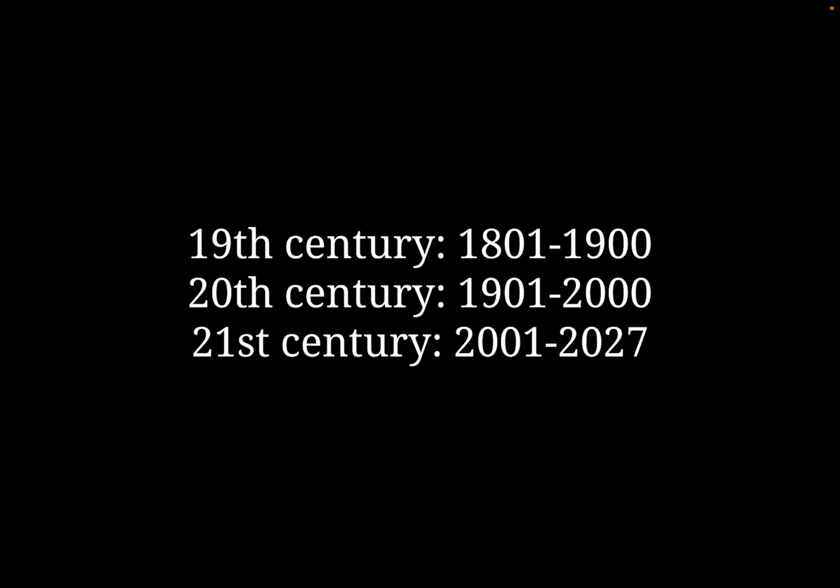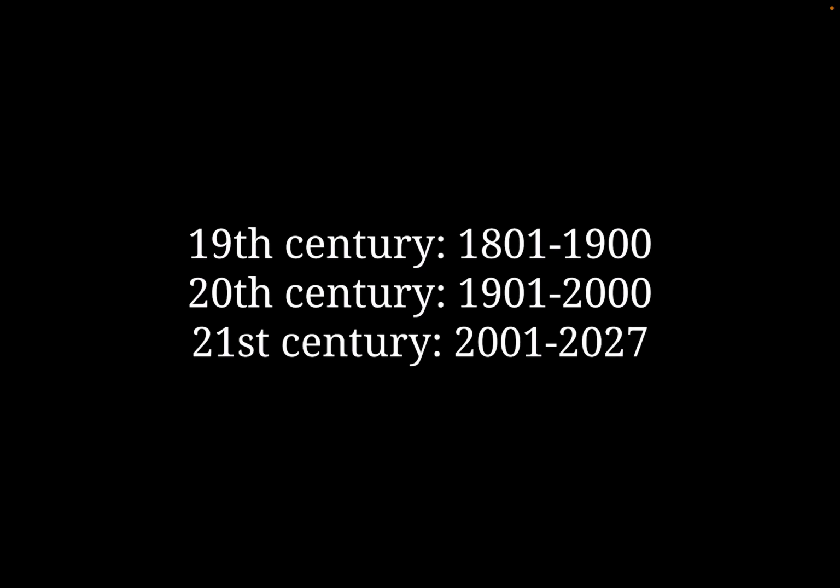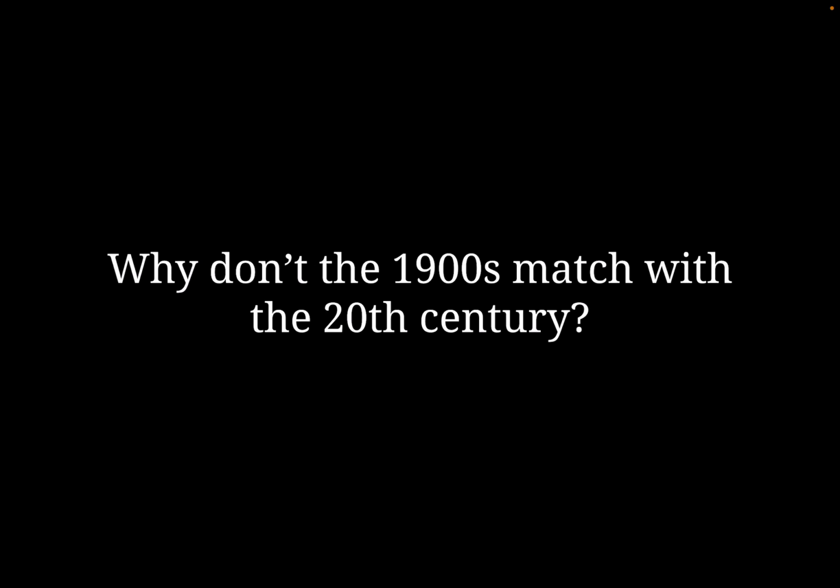century. So you can see here, the 19th century was 1801 to 1900. The 20th century was 1901 to 2000. And the 21st century is 2001 to the inevitable end of the world in 2027. So, you can think of another way of defining. If you see back here, the 20th century is 1901 to 2000, but the 1900s is 1900 to 1999. So why don't the 1900s match with the 20th century? That's anomaly number 2.